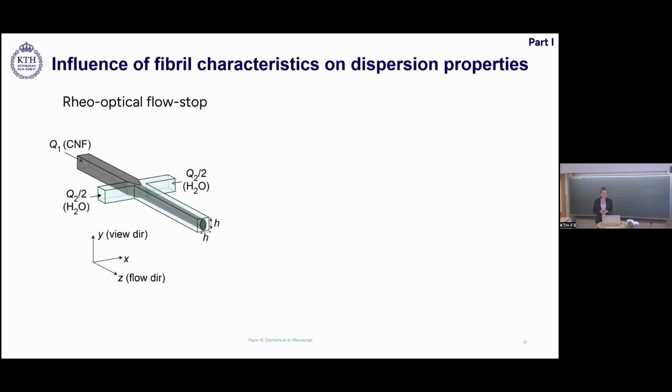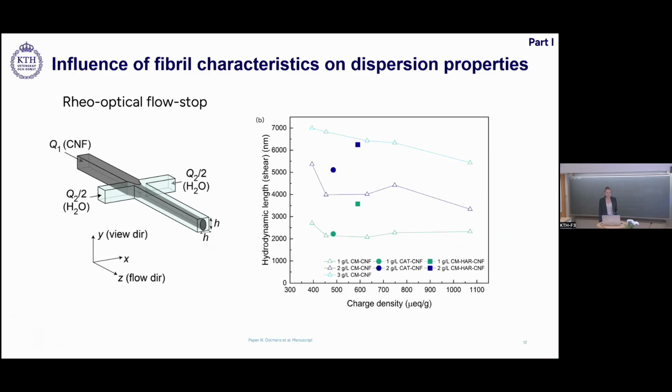And to better understand the flow behavior of our particles in the dispersion, we actually characterize them using rheo-optical flow-stop. And in this measurement, we are flowing the dispersion through a flow cell, and we can determine the Brownian motion. And from the Brownian motion, we can actually determine the hydrodynamic length for our fibrils. And if we do that, we can see that if we increase the particle concentration of fibrils, we will increase the hydrodynamic length. And the most likely explanation for that is if we have more fibrils, they can entangle more, which will influence the motion of the fibrils.